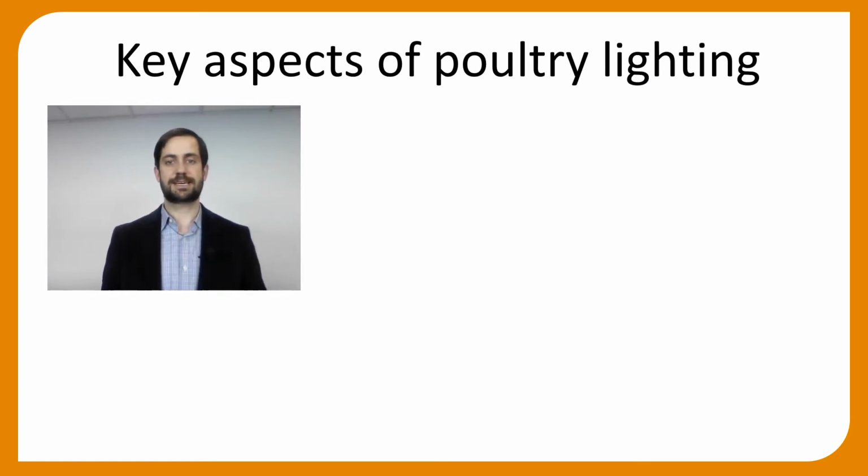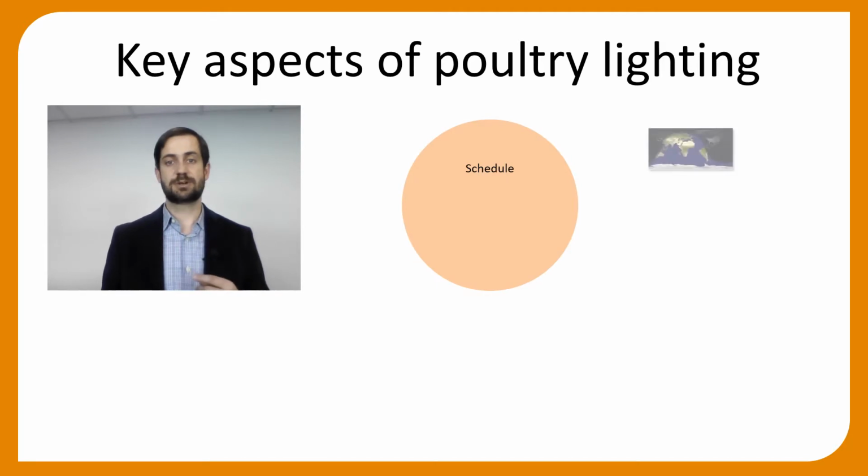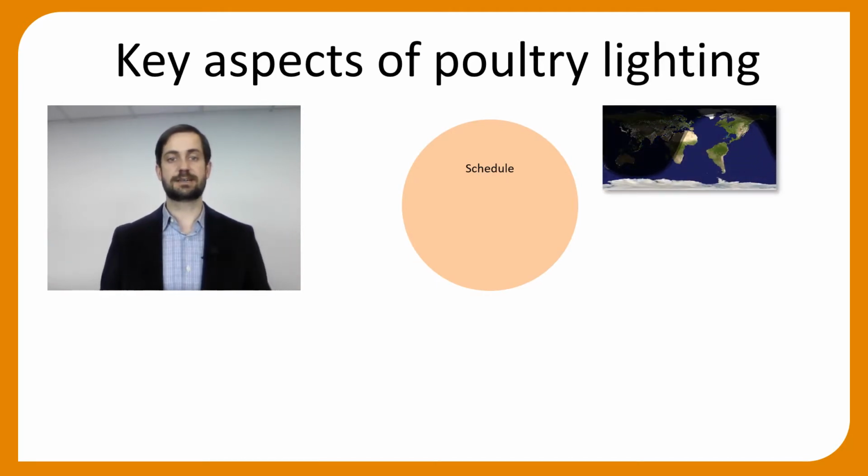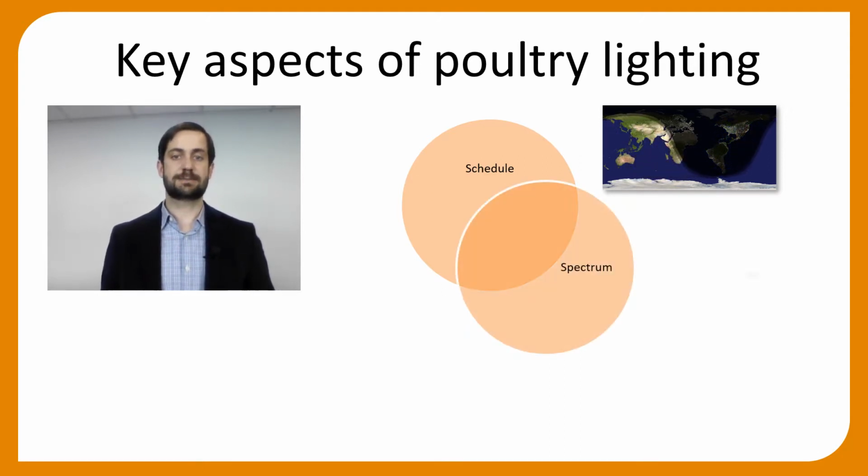There are four key aspects of lighting to consider for poultry. The first is schedule, or how the light changes as a function of day or the age of the flock. Schedule includes photoperiod, or the length of day for each 24-hour period. Keeping the light cycle to a 24-hour schedule allows entrainment of the bird's biological circadian clock. This clock is the bird's body's way of knowing what time of day it is or what time of year it is. The second aspect is spectrum.